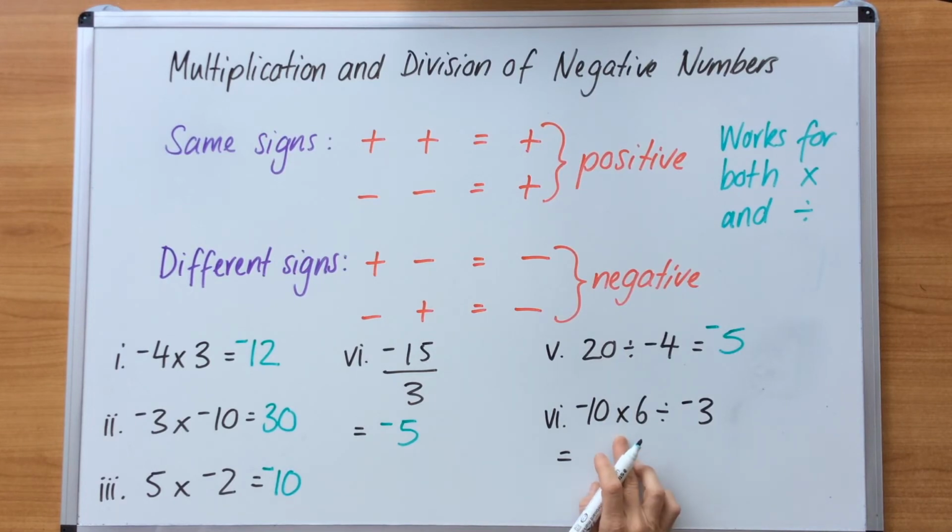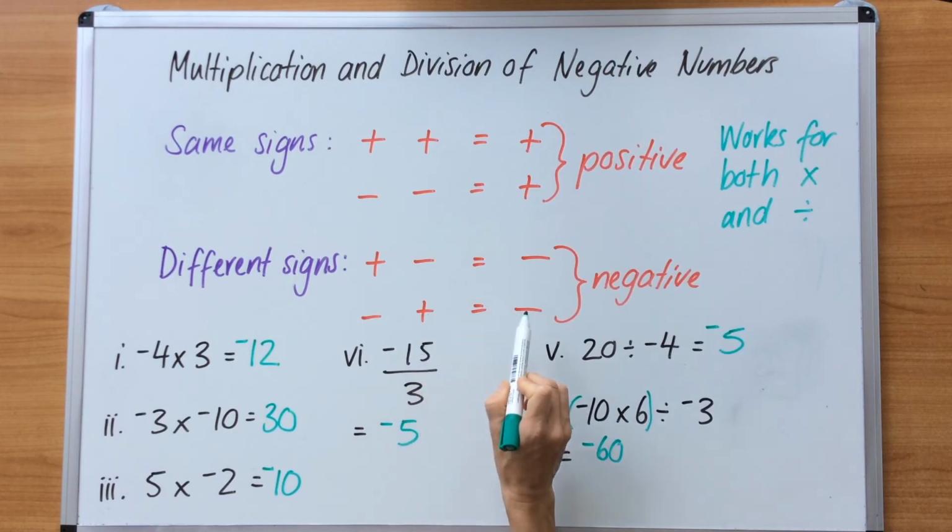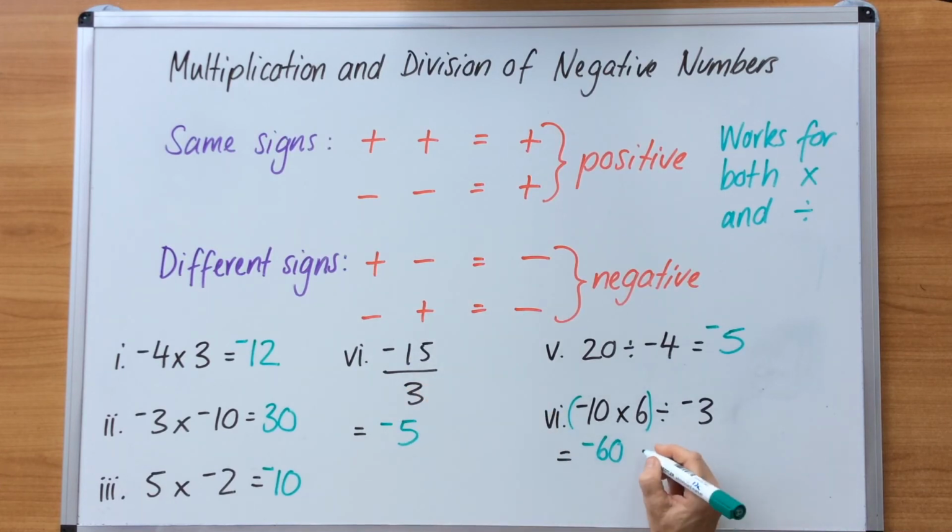And over here, in the sixth example, we have an order of operations situation. We have a negative 10 times 6 divided by negative 3. So as you would normally do, follow order of operations. This multiplication comes before this division. So negative 10 times 6 is going to be negative 60, because I'm multiplying a negative with a positive. Negative and a positive is a negative answer. And then I drop the negative 3 down.